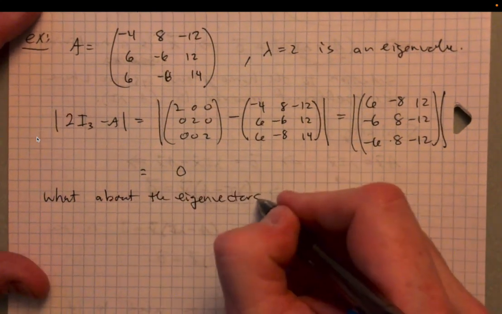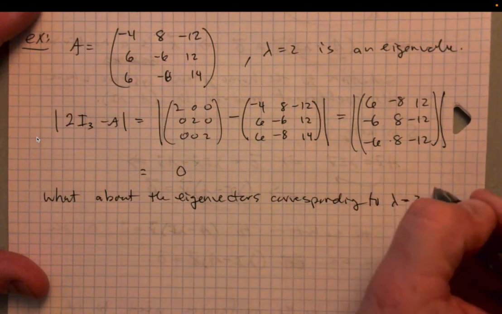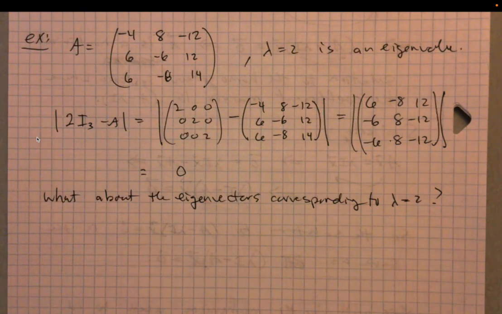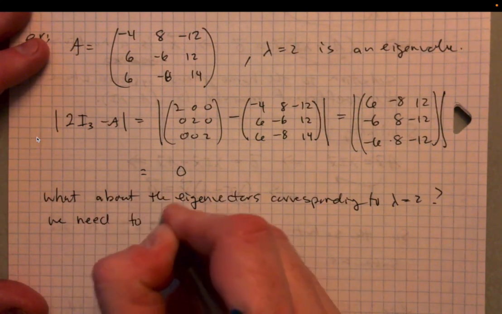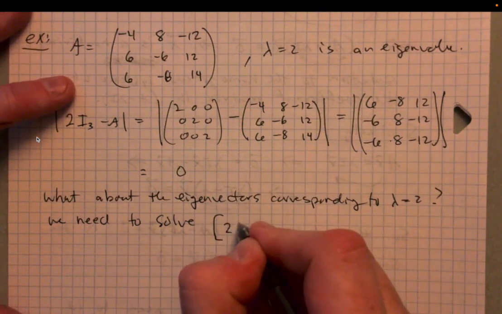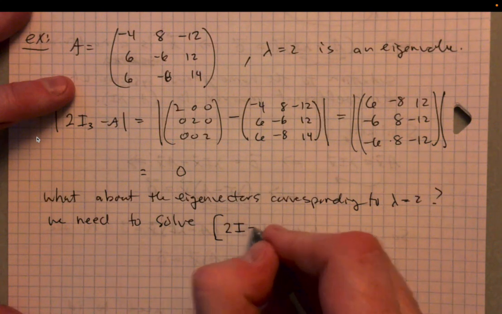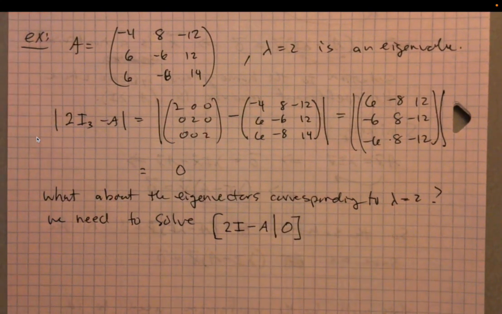All right, now what about the eigenvectors corresponding to lambda equals 2? How can we identify those? Well, remember, what we had to do there was solve a system. The system we need to solve can be represented by an augmented matrix that looks like this: 2 times I minus A augmented with 0. So it's a homogeneous system.